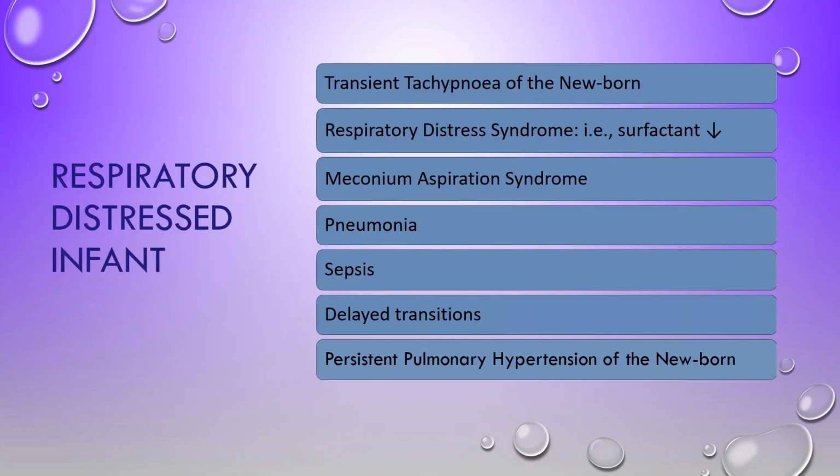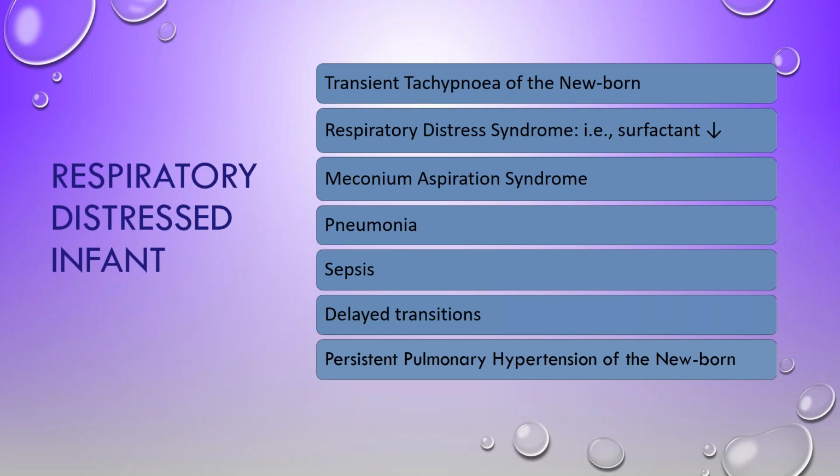So what should we be looking at in the respiratory distressed infant? What could the causes be? It could be transient tachypnea of the newborn. That will go away as the fluid in the lung is absorbed and the respiration improves. There could be respiratory distress syndrome because the baby is premature and didn't receive its antenatal corticosteroids. The actual prematurity may also be a problem.